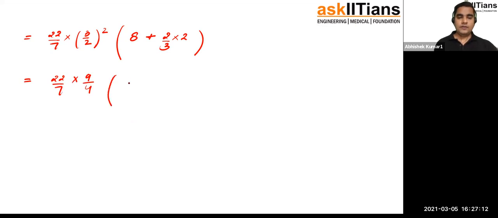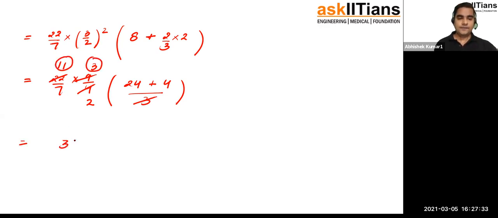Inside the bracket, after taking LCM, this will be 24 plus 4/3. Clear? So this 4 you can cancel by 2 times, 2 will cancel 22 again 11 times. This 3 will cancel this 9 3 times. So what do you have in the numerator? 11 into 3, that is 33, divided by 7 into 2, that is 14. And here you have 24 plus 4, that is 28.